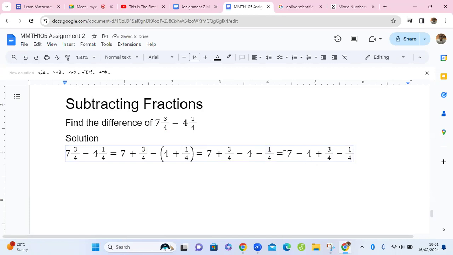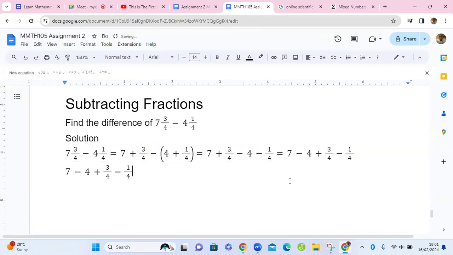So we're going to get 7 subtract 4 will give us 3, and 3/4 subtract 1/4 is 1/2. Okay, we can actually prove that. The denominator is common, so we can simply subtract the numerators. Whenever you subtract fractions, the denominators have to be common. So 3/4 minus 1/4, that's 3 minus 1 over 4. That's 2 over 4.